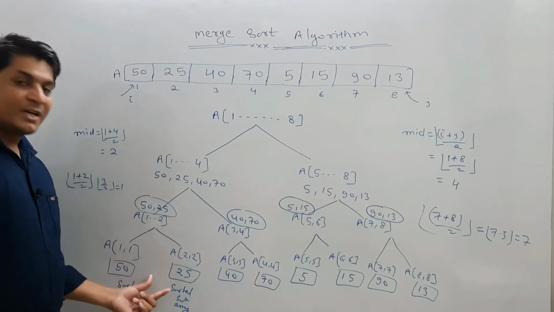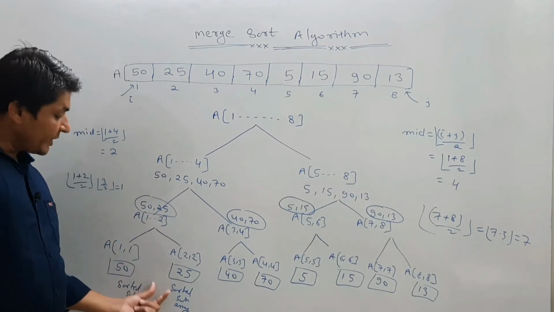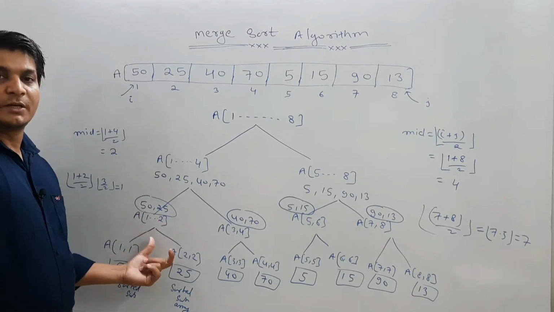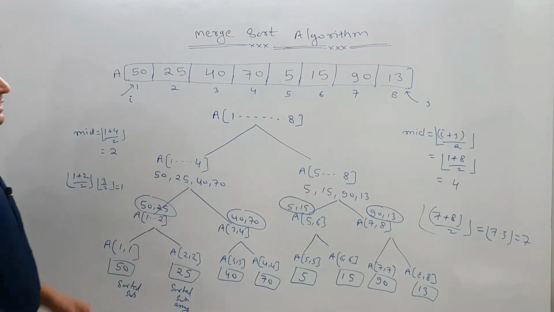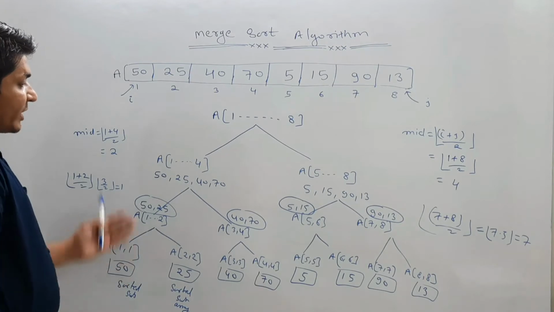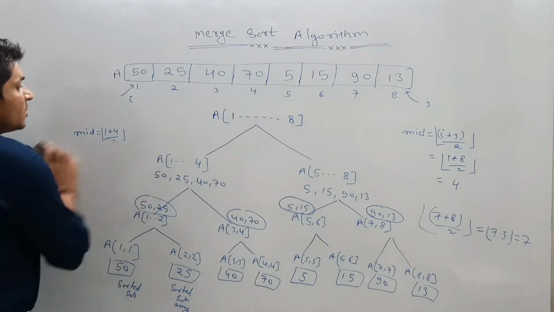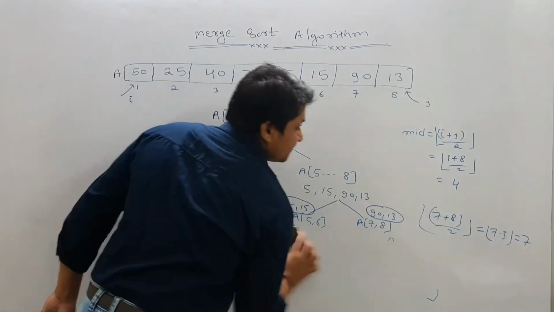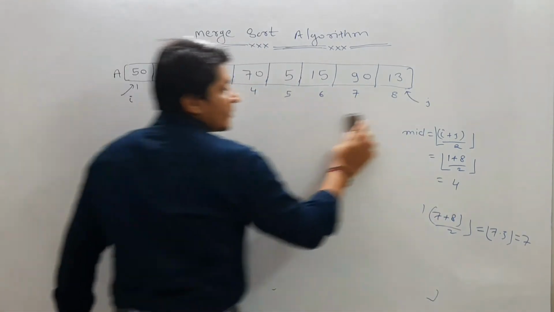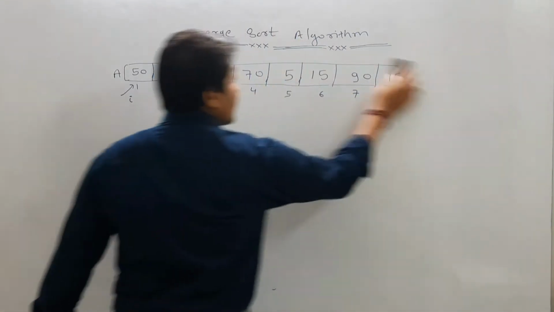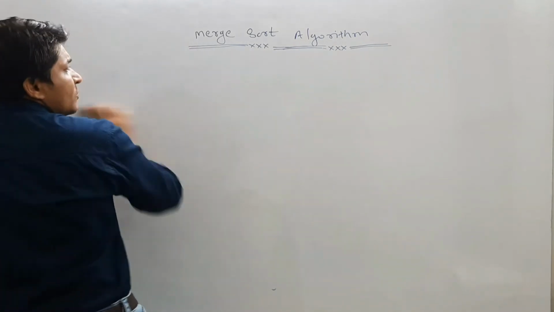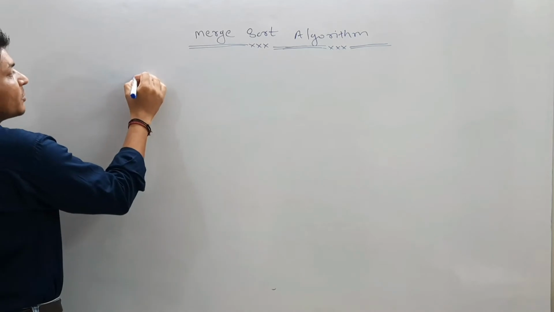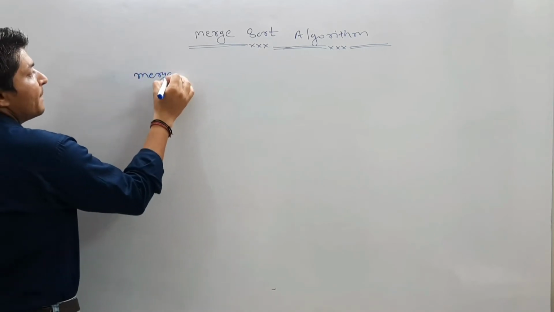Means what I mean, first we need to understand how we can merge these two sorted subarrays. So first we need to understand what the merge procedure is. So let us talk about the merge procedure, then we will discuss how we can merge this array. So let me explain the merge procedure. So what is the merge procedure?